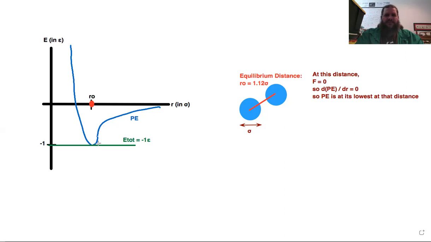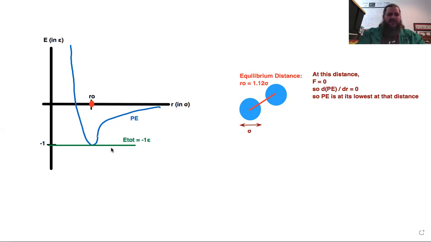If you go to the right, potential energy increases, and therefore kinetic energy would decrease. But that can't happen because kinetic energy can't be negative. So that means these particles can't get further apart, because that would lead to negative kinetic energy, which doesn't make sense. They also can't get closer together, because that would also lead to negative kinetic energy. So if the total energy is -1 epsilon for this system, the particles are at rest at equilibrium. They're not doing anything. They're just sitting there and not moving.